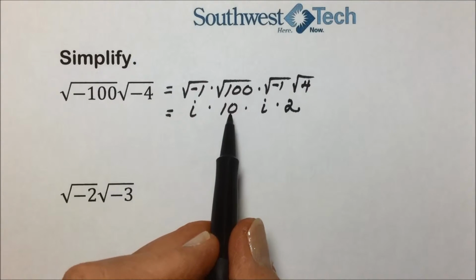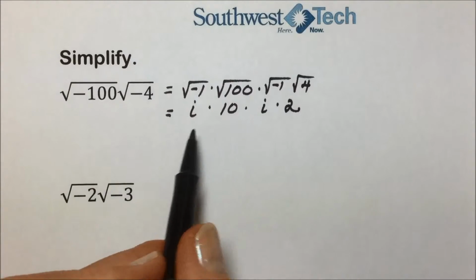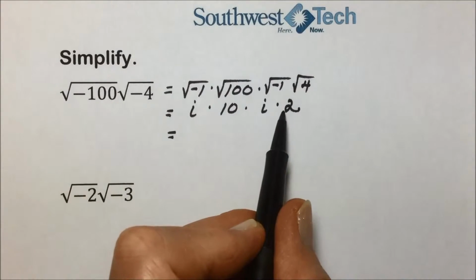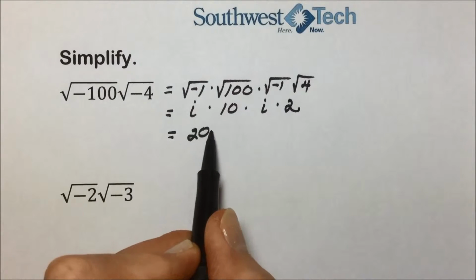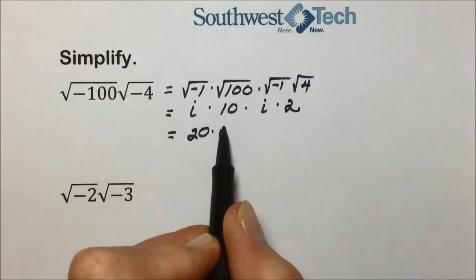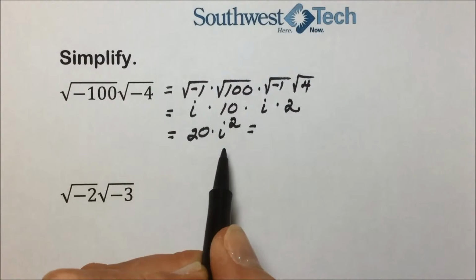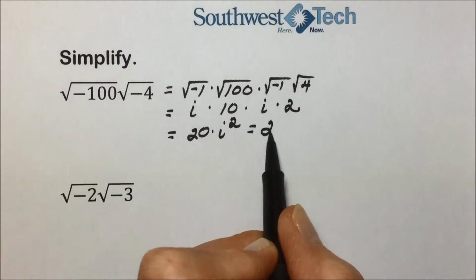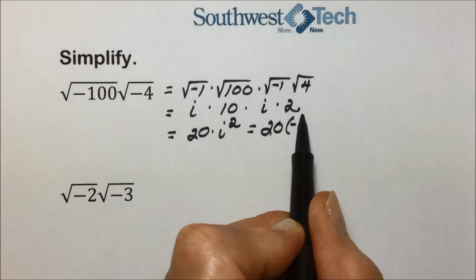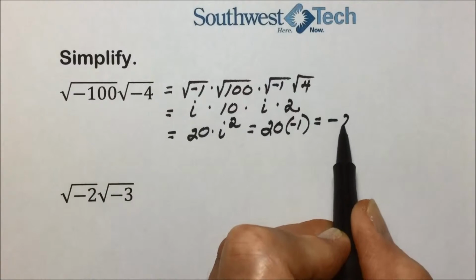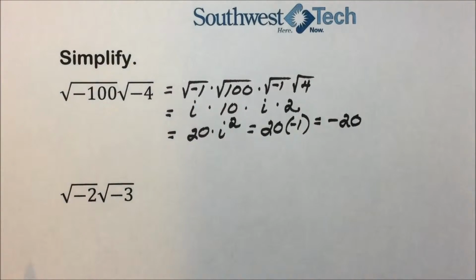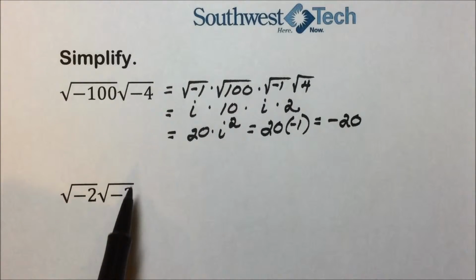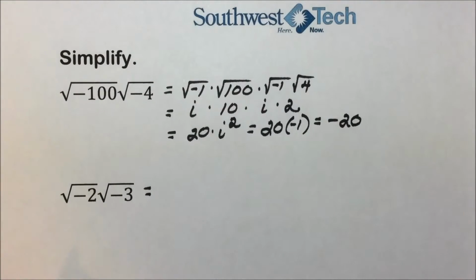So rearranging and putting the integers multiplied together first, 2 times 10 is 20, with the i times i is i squared, and using the definition of i squared, which is equivalent to negative 1, our final answer is negative 20 for this problem.